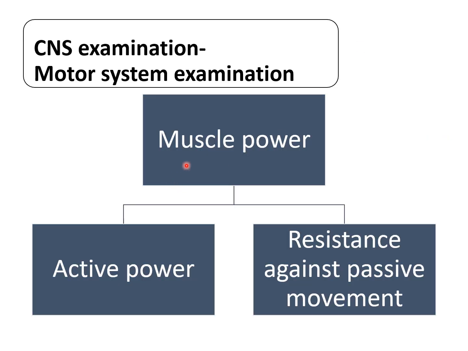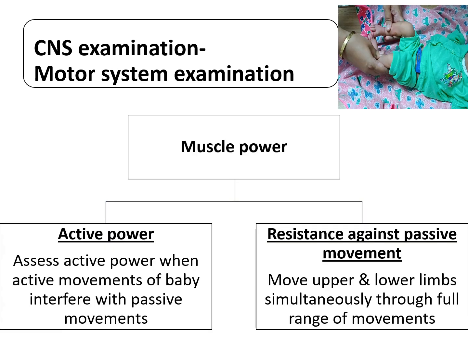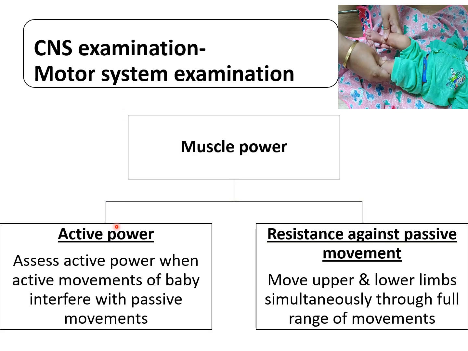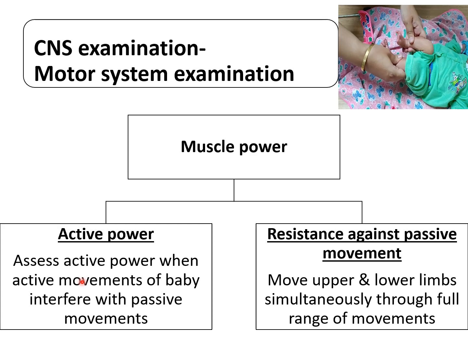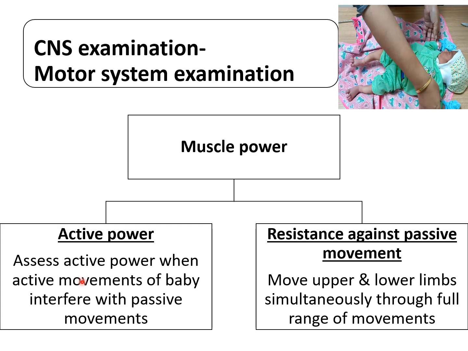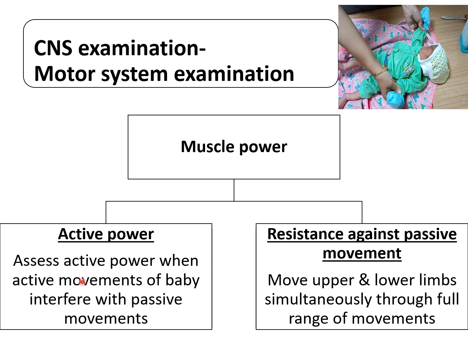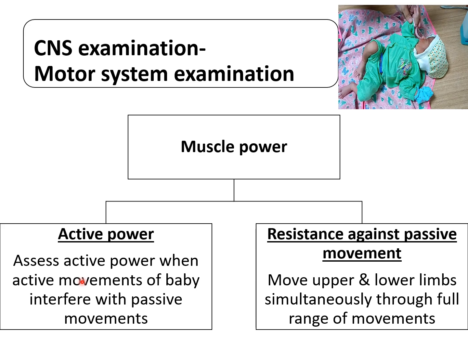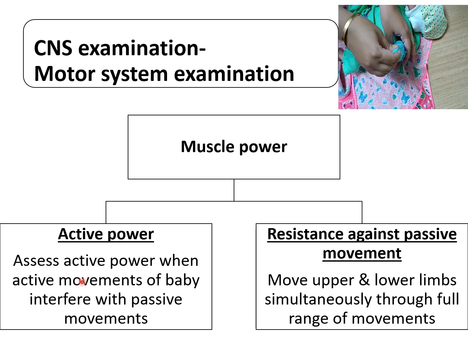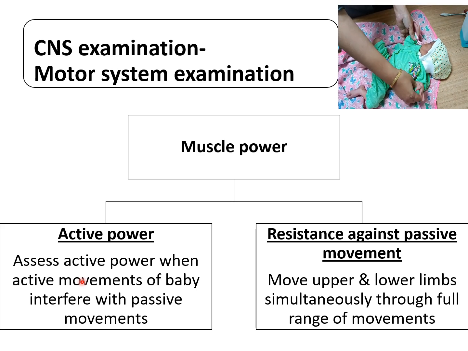Now we have to assess the muscle power. In this both active muscle power and resistance against the passive movement should be assessed. Now we have to assess the active muscle power. When we are performing the passive movement, the baby will interfere with those movements by doing active movements of the limbs. So we can assess the active muscle power.